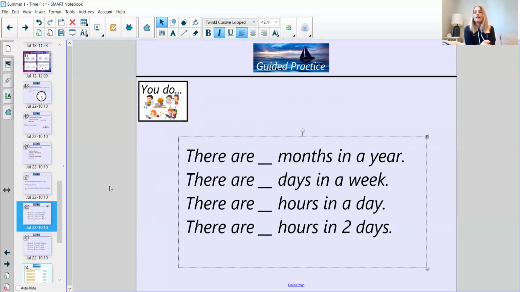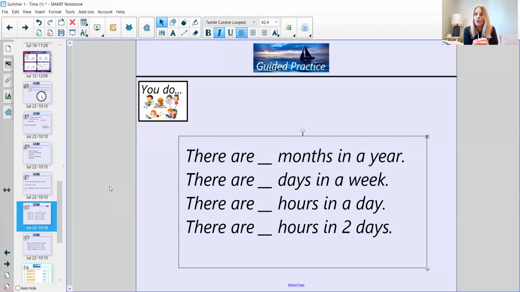Okay. Next up, we've got a you do for you. So this is where you have a go on your own, and then I'll reveal the answers. So you've got 4 sentences here with the numbers missing, and you need to fill in the missing answers. So there are something months in a year, there are something days in a week, there are something hours in a day, and there are something hours in 2 days.